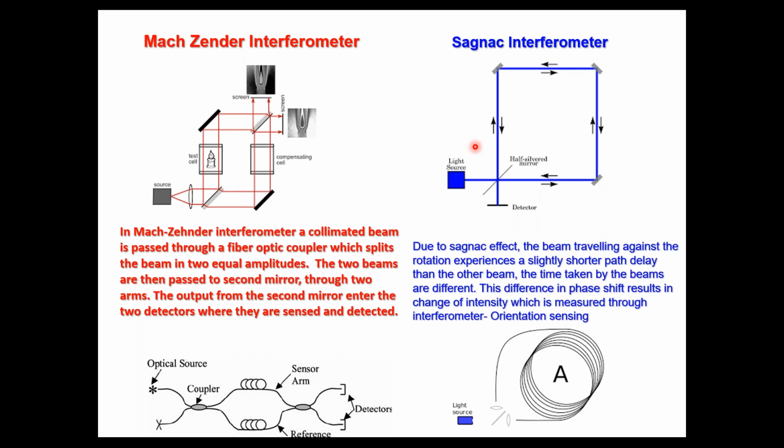But again, if this is a bulk setup which makes use of three mirrors and a beam splitter on the table, it can be very simply replaced with a coil of optical fiber and a coupler, something like this, and a source and a detector. It can be miniaturized, and it can be applied for many applications, including space applications.